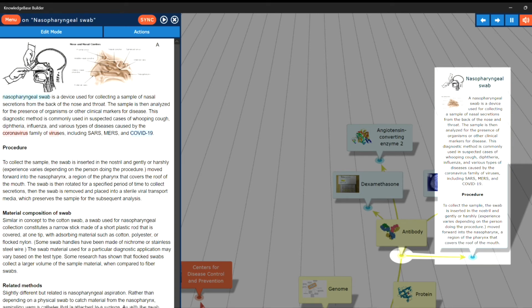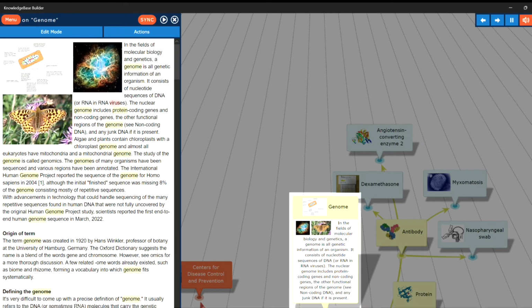Genome. In the fields of molecular biology and genetics, a genome is all genetic information of an organism. It consists of nucleotide sequences of DNA, or RNA in RNA viruses. The nuclear genome includes protein-coding genes and non-coding genes, the other functional regions of the genome, see non-coding DNA, and any junk DNA if it is present.